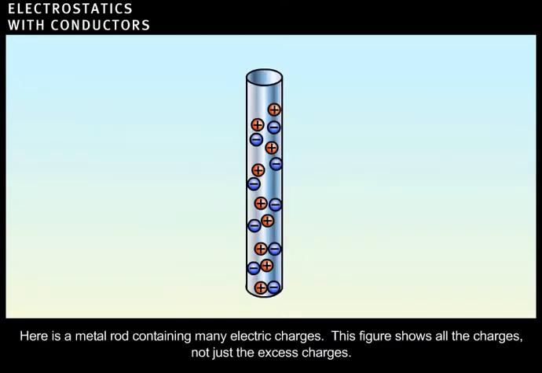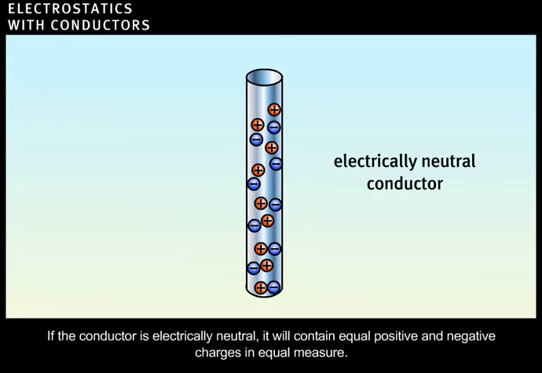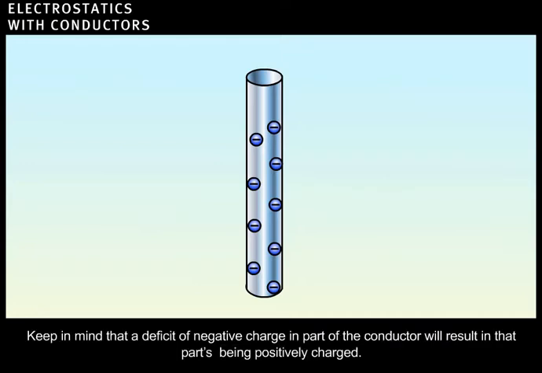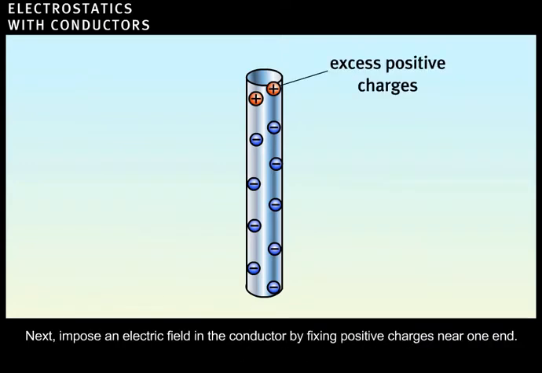Here is a metal rod containing many electric charges. This figure shows all the charges, not just the excess charges. If the conductor is electrically neutral, it will contain equal positive and negative charges in equal measure. To simplify things, let's hide the positive charges, which can't move. Keep in mind that a deficit of negative charge in part of the conductor will result in that part being positively charged. Next, impose an electric field in the conductor by fixing positive charges near one end.